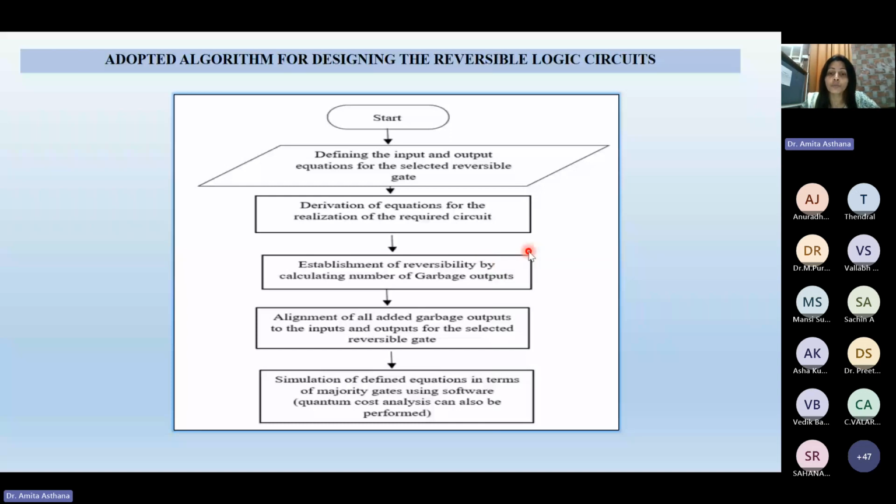And those garbage outputs should be aligned with the inputs, and then only the selected reversible gate can be designed and can work perfectly. Now once the design part is okay, we can simulate the defined equation in terms of majority gates, and once the majority gate design is over, we can design the circuit on quantum cellular automata.